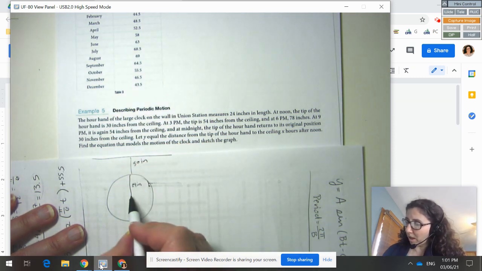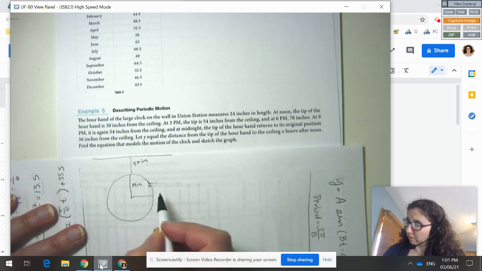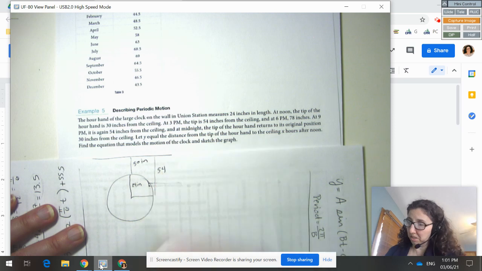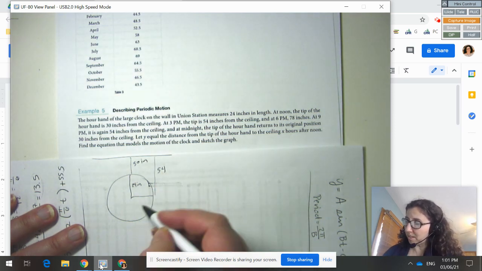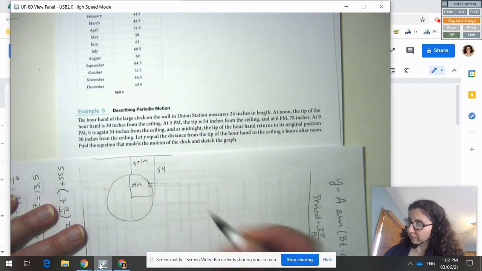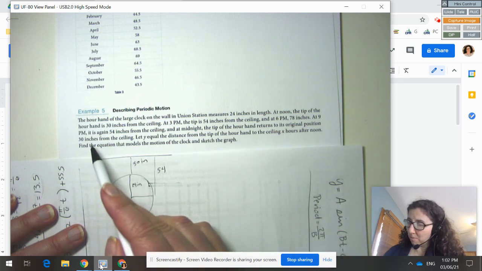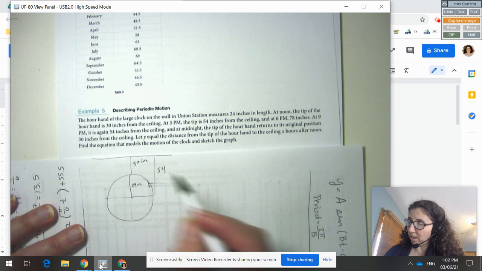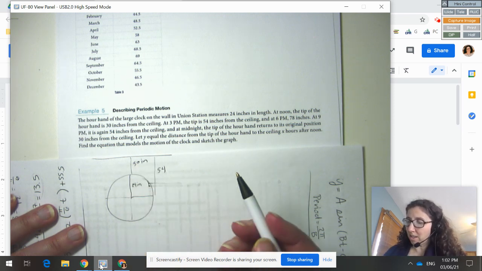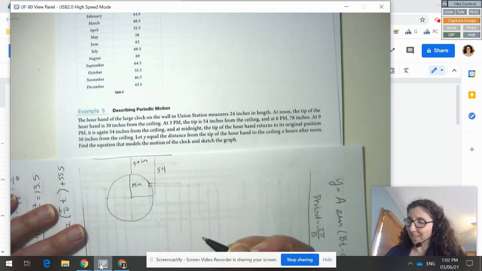And at 3 p.m., so over here, the tip is 54 inches from the ceiling, which makes sense. And at 6 p.m., 78 inches. Does that work? 30 plus 48, yeah. At 9 p.m., it's again 54 inches from the ceiling, and at midnight, it's at its original position. Let y equal the distance from the tip of the hour hand to the ceiling x hours after noon.